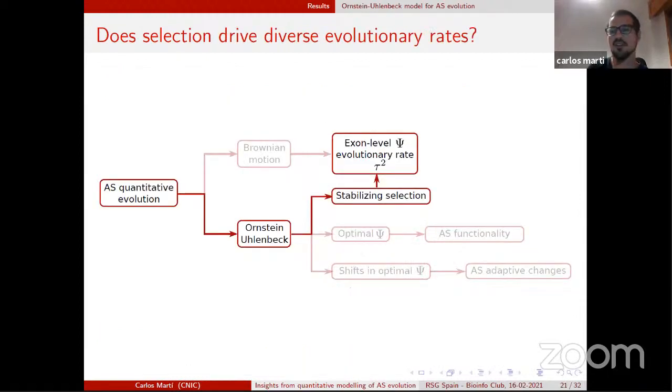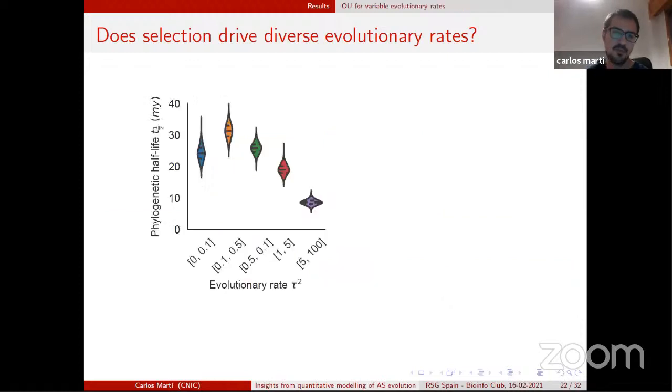Next, a natural question that arises from this type of analysis is whether natural selection is driving these heterogeneous rates of evolution across exons. So to try to answer this question, we took the whole set of exons in our data set and we separated them into different groups according to the rate of evolution that we inferred with the Brownian motion model, as shown here in the x-axis. Now, on the y-axis, I'm showing you the inferred phylogenetic half-life. And what we see is that, contrary to what we could expect, the phylogenetic half-life does not increase with the evolutionary rate, suggesting that selection is not driving these heterogeneous rates of evolution.